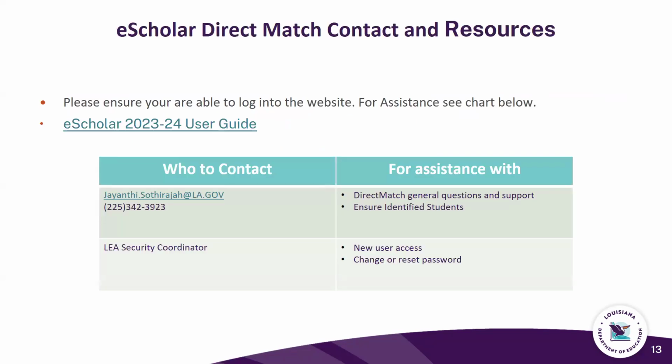So on this slide, you're going to find the eScholar Direct Match contact information. And as mentioned before, you can contact Jane by email or by the phone number displayed on this slide if you need support or you have any Direct Match general questions. You can also contact the LEA security coordinator for new user access or to change or reset your password. So like I said, if you don't have access to the CEP manager, you can contact them to reset the password or get new user access.